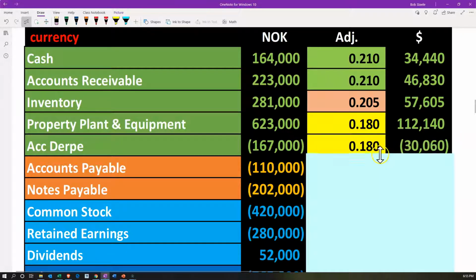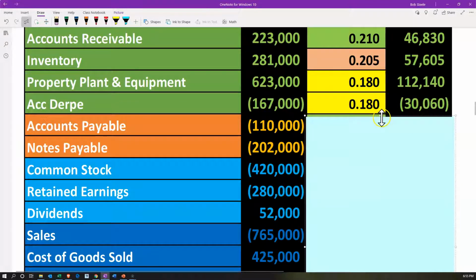Same logic for the accumulated depreciation. Obviously, we're taking these numbers and multiplying them times the rate to get to the dollar amount at the end of the day.